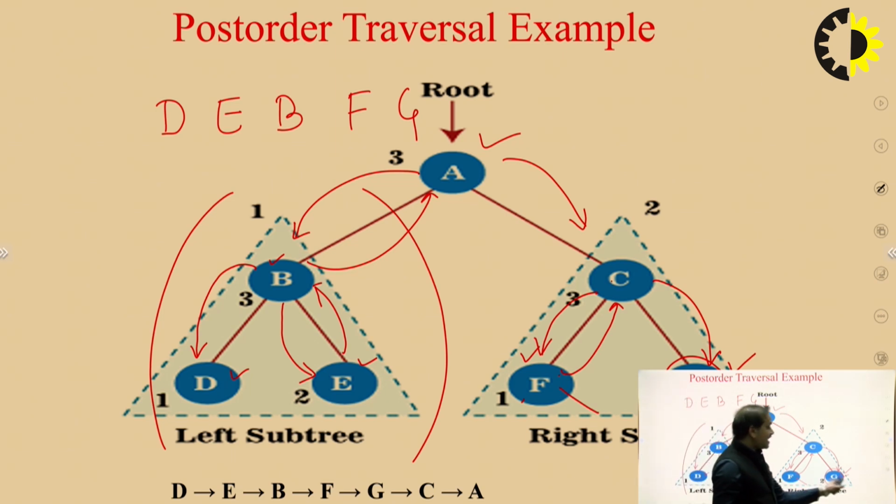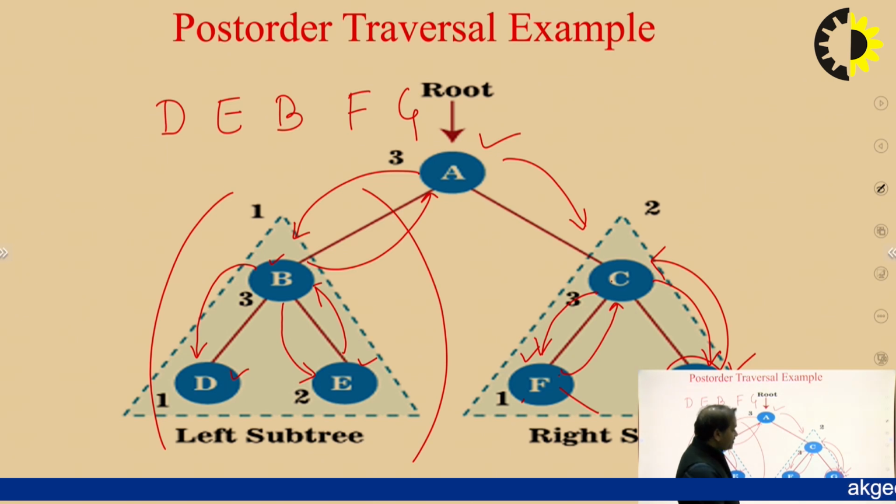If there is a right child, then after processing G, we have to process the right child of G. But here there is no left or right child of G, so we process G. Now move to the parent of G, and the parent of G is C. After processing the left child of C, F, and the right child of C, G, we have to process C.